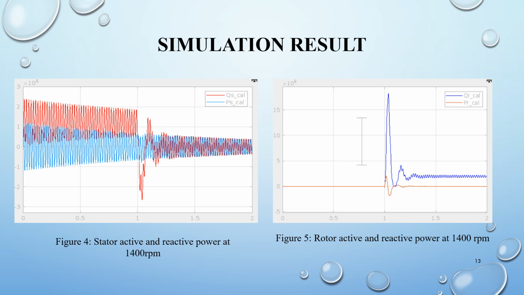Simulation detail. These four figures show the active and reactive power for stator and rotor. This output is taken at 1400 rpm. The synchronous speed of the machine is 1500 rpm. So both outputs are taken at below synchronous speed.